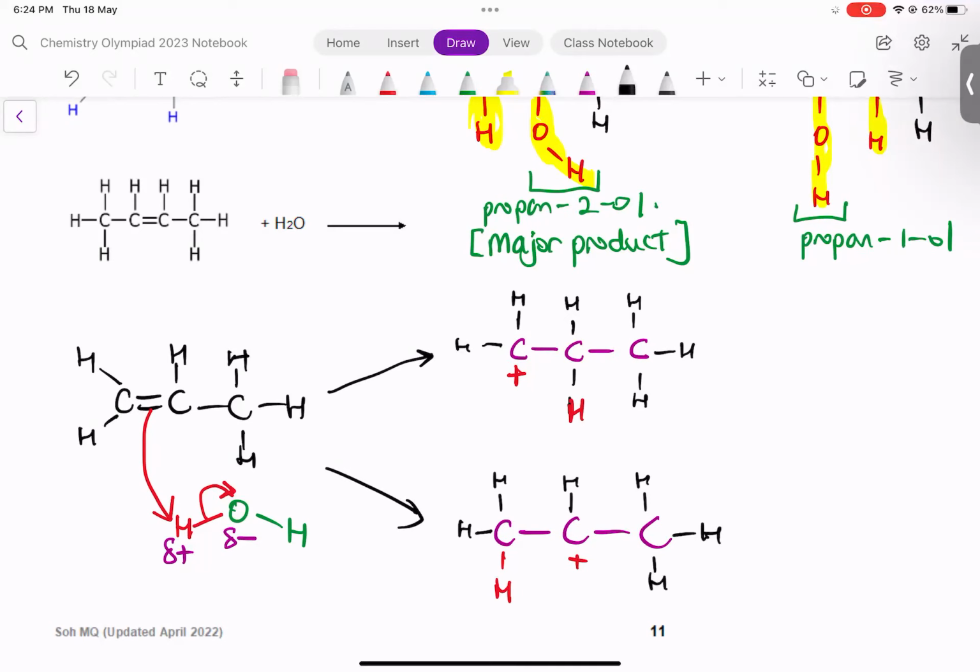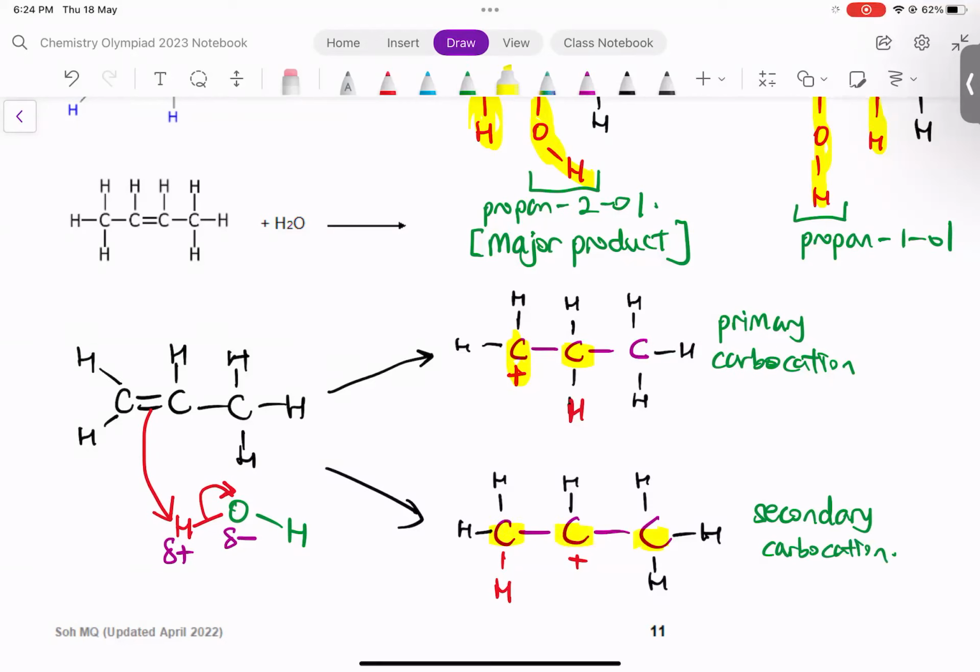Right? So we have seen two different carbocations. The first one, remember, we called it the primary carbocation. How do you tell whether it's primary or not? You look at the positive charge. Next to the positive charge, how many carbons are there? Here only one carbon is next to it, so it is called primary. The second one at the bottom is called secondary carbocation, because it has two carbons next to the positive charge.